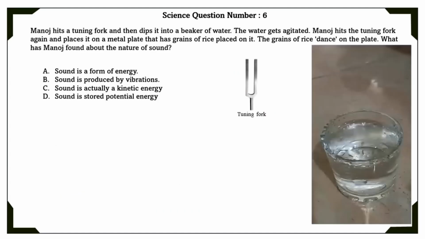Science question number 6. Manoj hits a tuning fork and then dips it into a beaker of water. The water gets agitated. Manoj hits the tuning fork again and places it on a metal plate that has grains of rice placed on it. The grains of rice dance on the plate. What has Manoj found about the nature of sound?